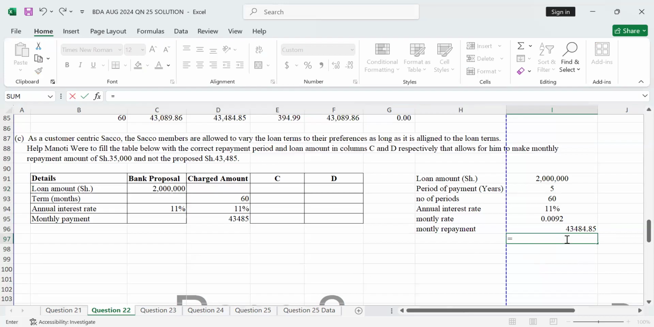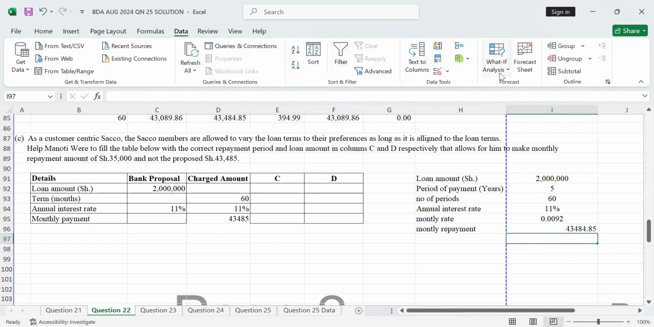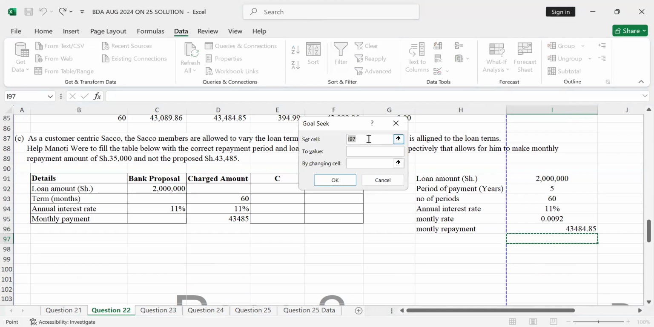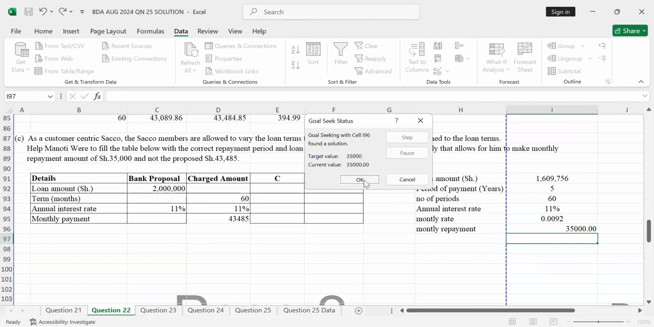I say equals, not equals. I place my cursor there. You go to data, goal seek. What do I want to, you set the value. What do I want to change? Then you want to change it to what value? 35. That is what he wants to pay. Then it is changing by which cell. This is what I want to change, the loan amount. So it will be how much? So I say okay.